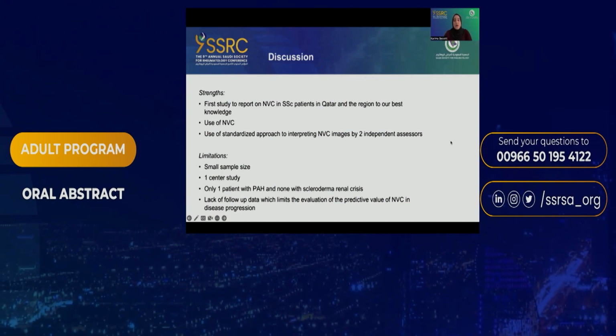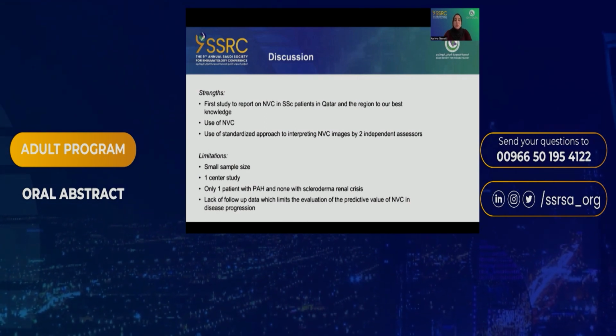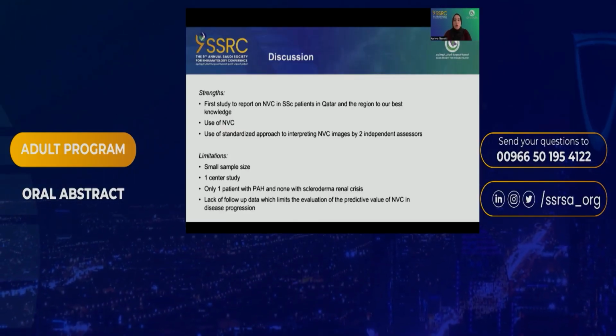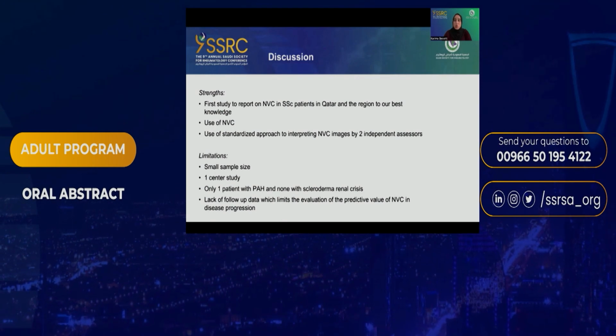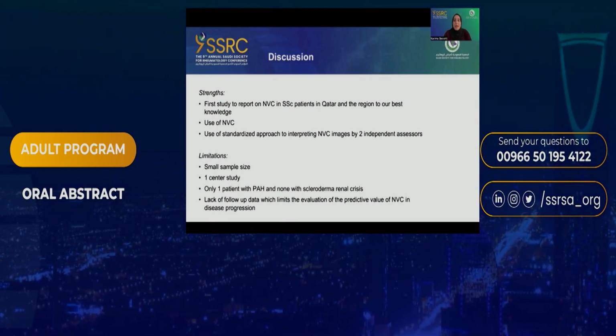There are, however, several limitations to consider, including the small size. It's a one-center study, and some clinical manifestations were really underrepresented, including pulmonary arterial hypertension, which was present in one patient, and scleroderma renal crisis, which was absent. This, of course, limited the evaluation of the association of nail fold videocapillaroscopy with these manifestations. And of course, the lack of follow-up data limits the evaluation of the predictive value of nail fold videocapillaroscopy in disease progression.